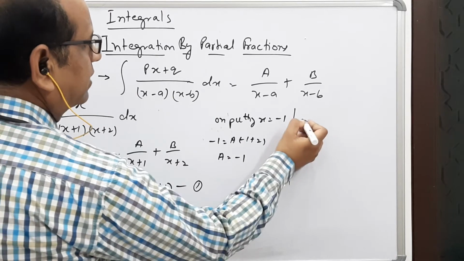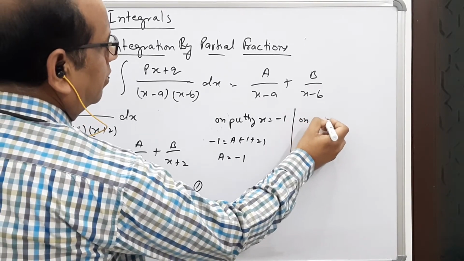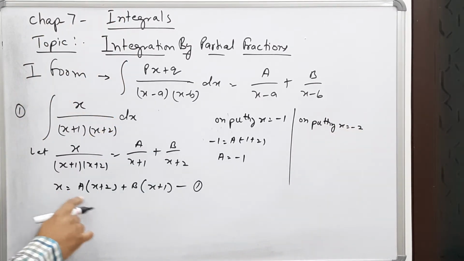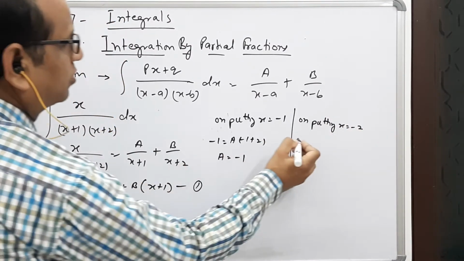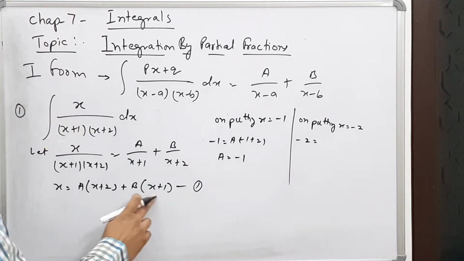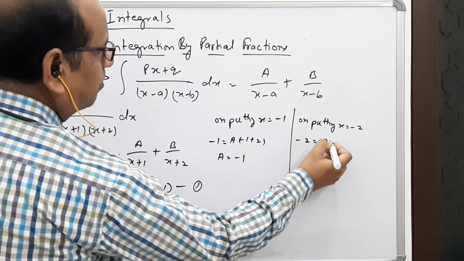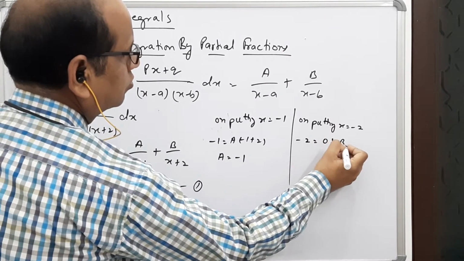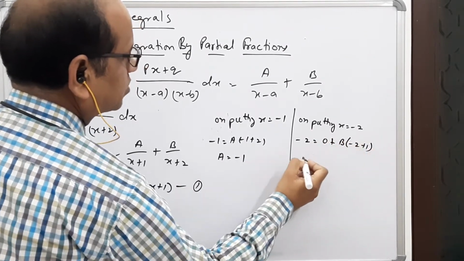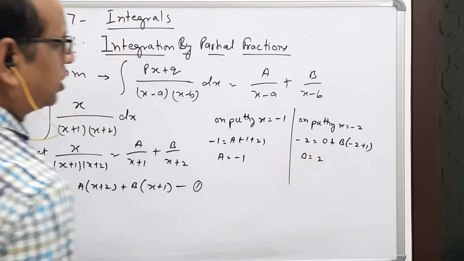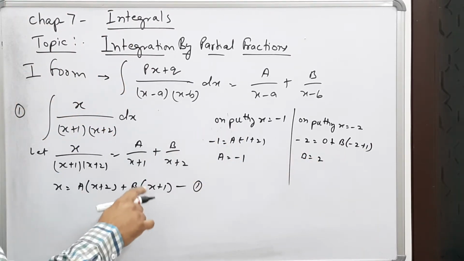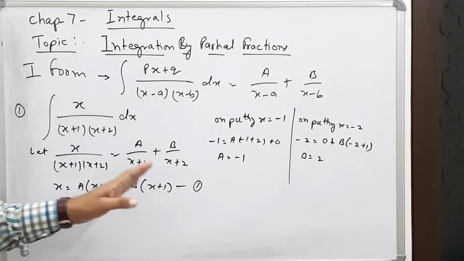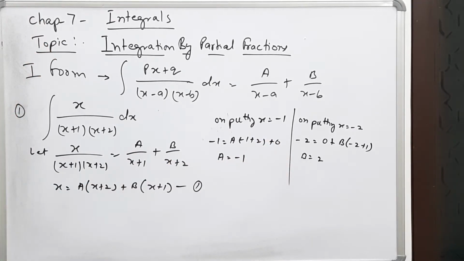And the second part is on putting x equals minus 2. When you put minus 2 here, this part will be 0. Minus 2 equals 0 plus B times (minus 2 plus 1). So the value of B will be 2. And in the first part, this part will be 0, the second part will be 0. So in this way we have got the values of A and B.